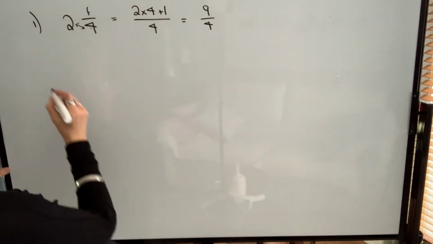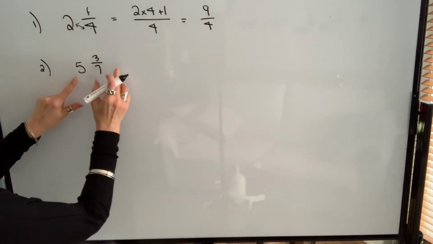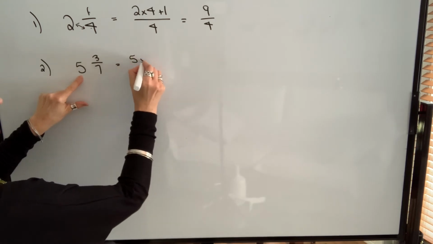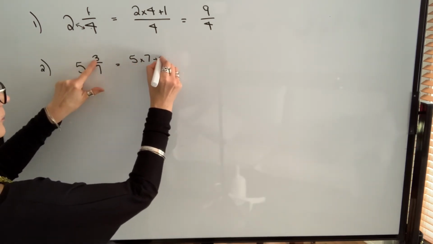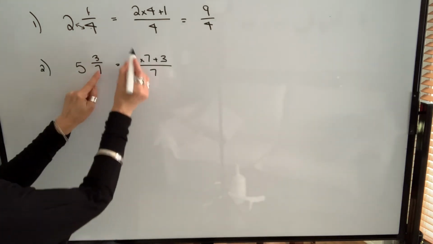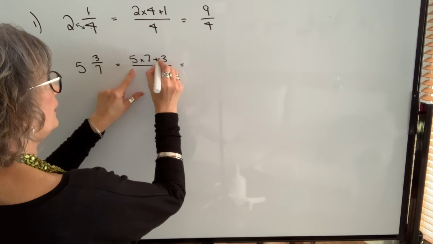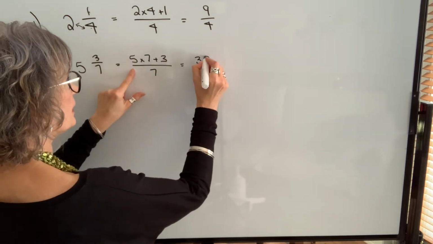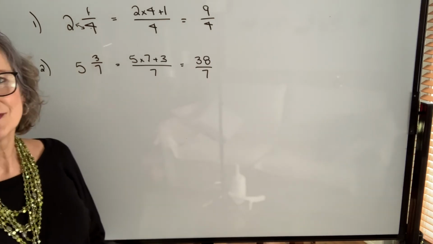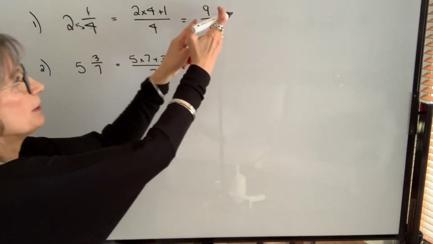Let's try another one. If we had 5 3/7, to change this to an improper fraction, we would take 5 times 7 and then add that 3 and keep it over 7. The denominator always stays the same. 5 times 7 is 35, plus 3 is 38. So that would equal 38/7. That's how you change a mixed number to an improper fraction.